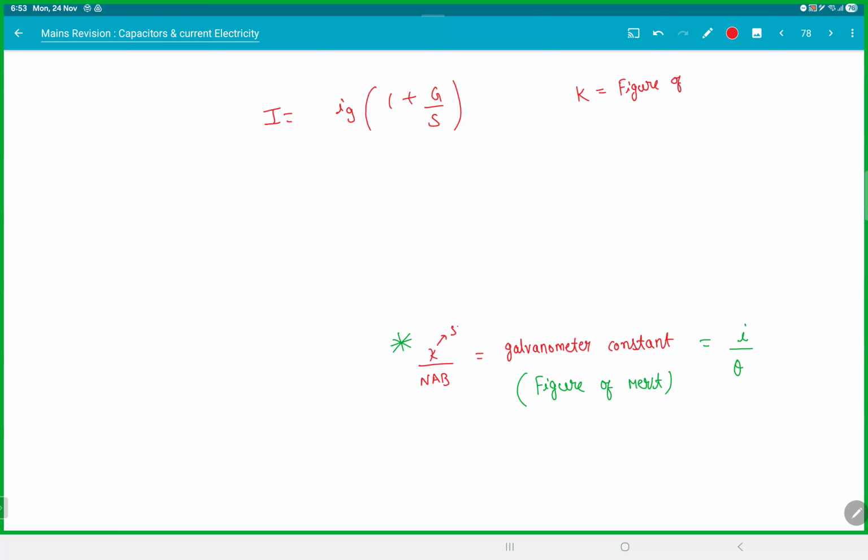This is spring constant. We'll get confused between this K again. So figure of merit is simply current per unit division, which in this case is Ig by N. So take Ig and substitute here. So that will be N into K, this will be (G plus S) by S, plus A tha.